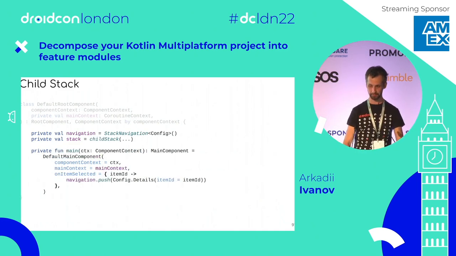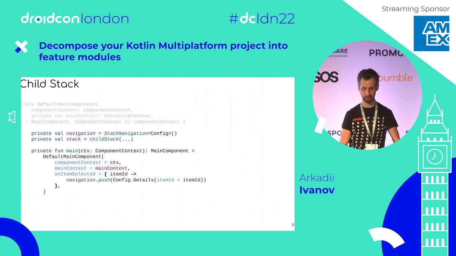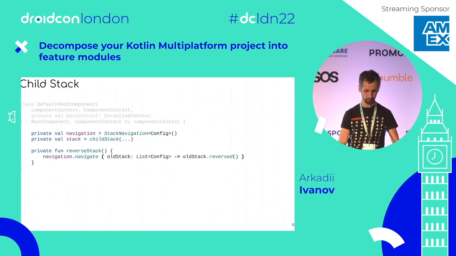And now we can navigate. For example, we can push the details component when an item is selected. We can also pass arguments safely here. And don't forget that the navigation is just a simple transformer function from old stack to a new one. Because configurations are unique keys in the stack, we can transform the stack as we like. Decompose automatically activates new components and deactivates old ones. For instance, we can reverse the stack or just shuffle it if you want.